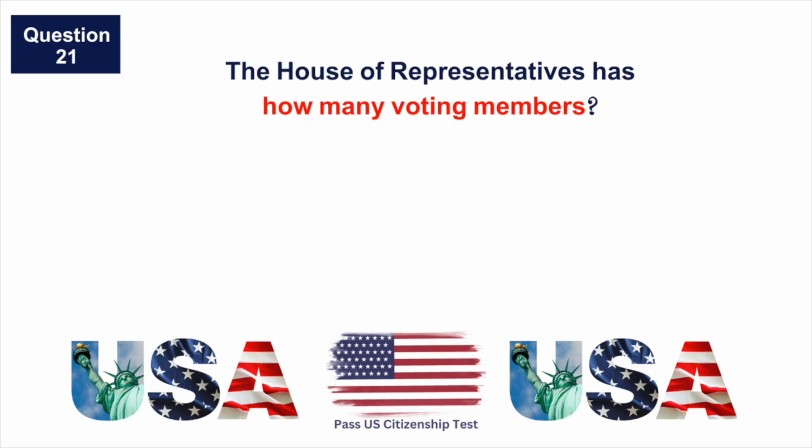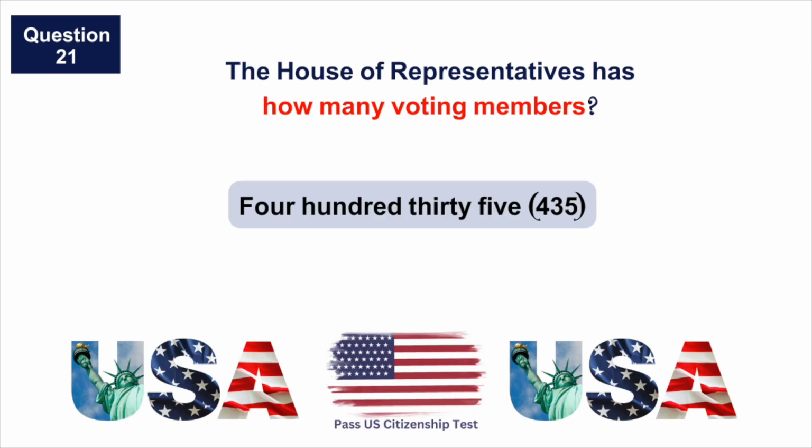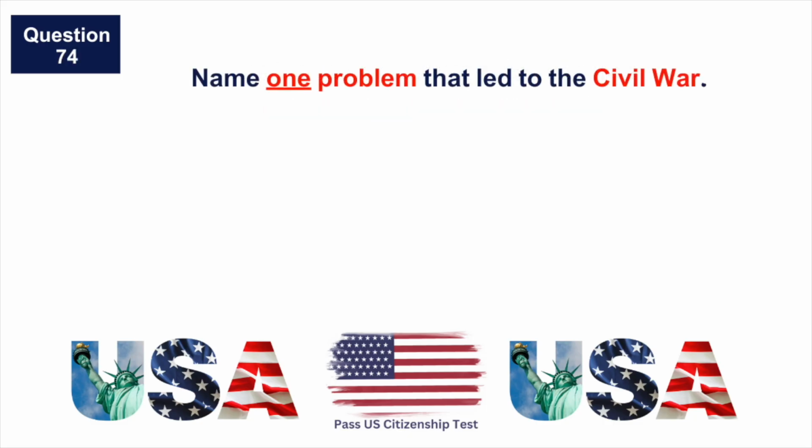The House of Representatives has how many voting members? 435. Name one problem that led to the Civil War. Slavery.